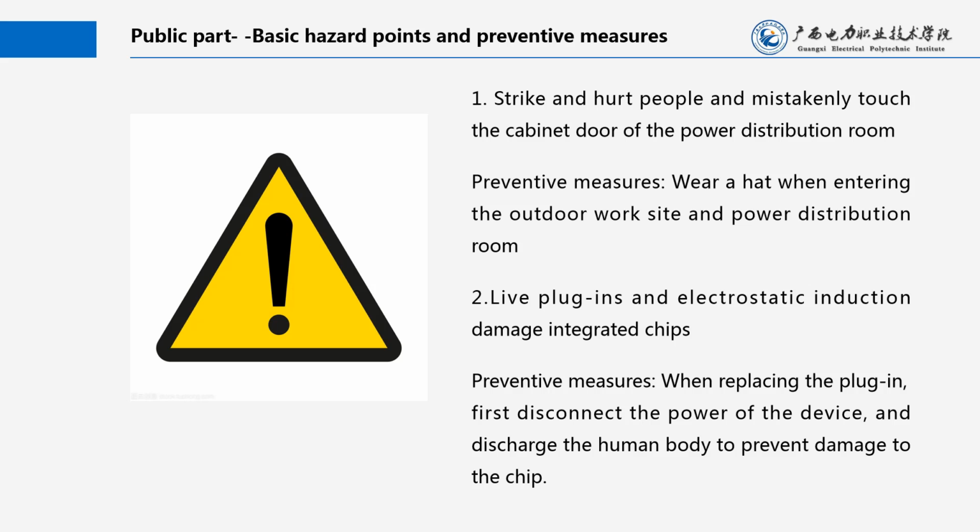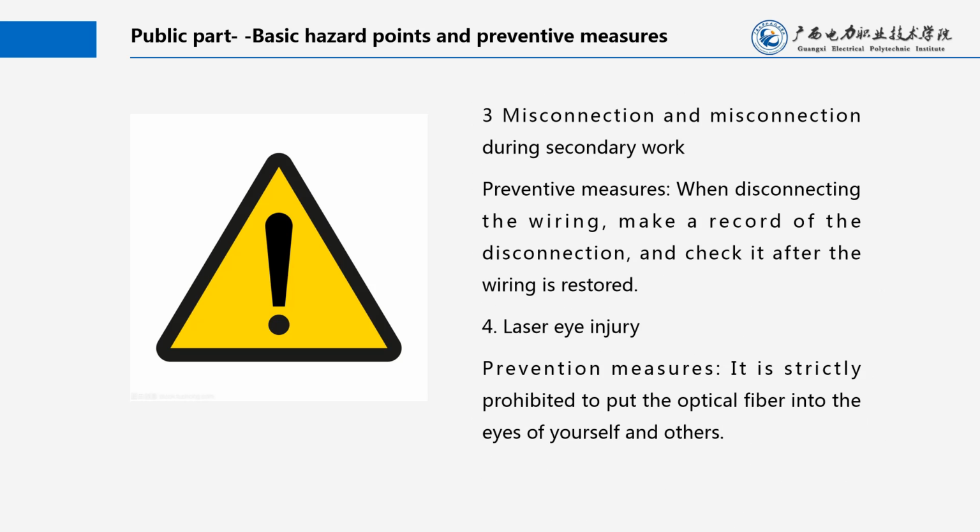Preventive measures: when replacing the plug-in, first disconnect the power of the device and discharge the human body to prevent damage to the chip. 3. Misconnection during secondary work. Preventive measures: when disconnecting the wiring, make a record of the disconnection and check it after the wiring is restored.